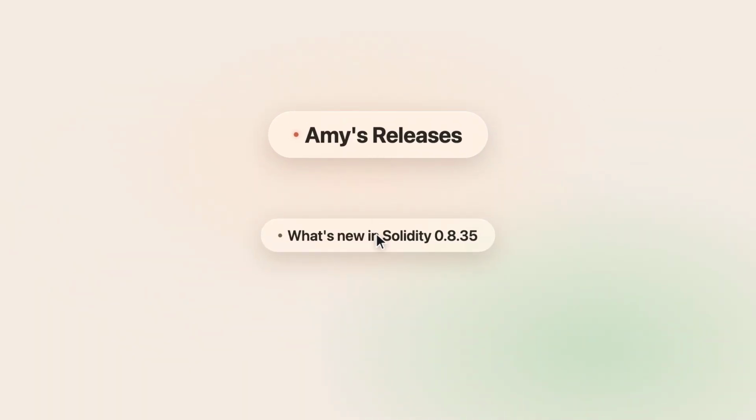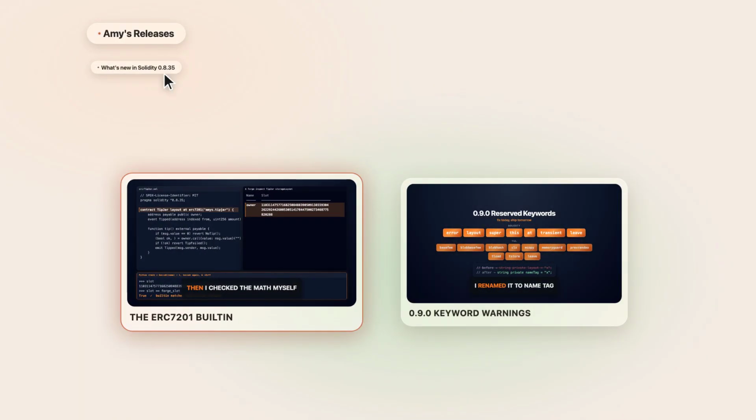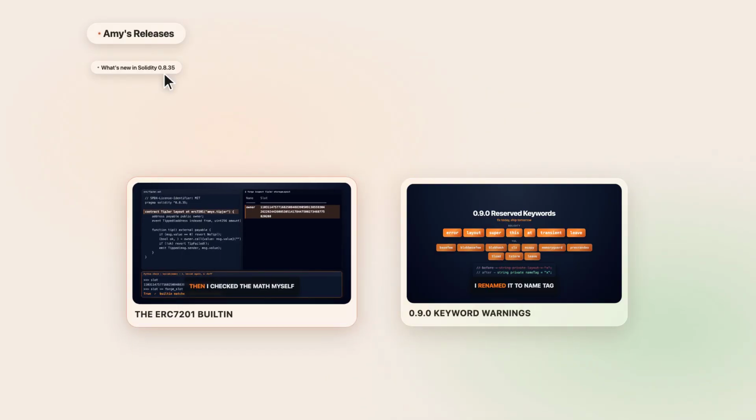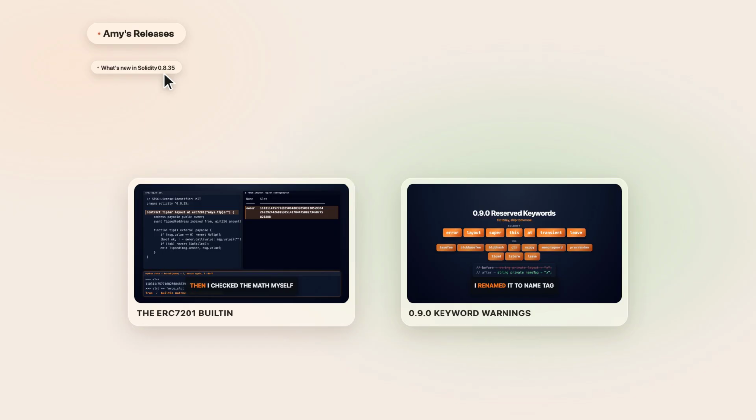Solidity 0.8.35 just shipped, and I tried two things that actually matter. First, the new erc7201 built-in. 3 lines of dangerous keccak math become one safe annotation, and I verified the slot math against the compiler myself. Second, warnings for words about to become keywords in 0.9.0. I added one to my contract just to see what would happen, and Solidity flagged it instantly.